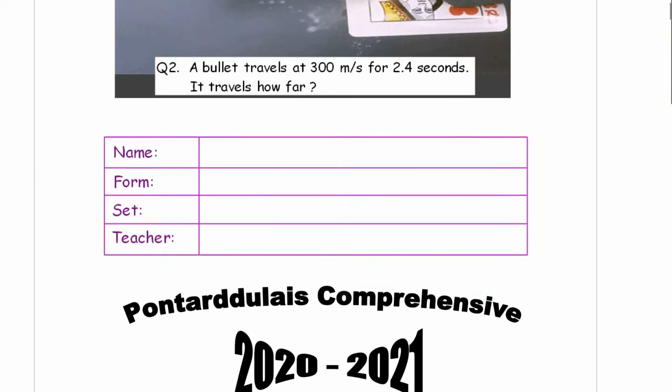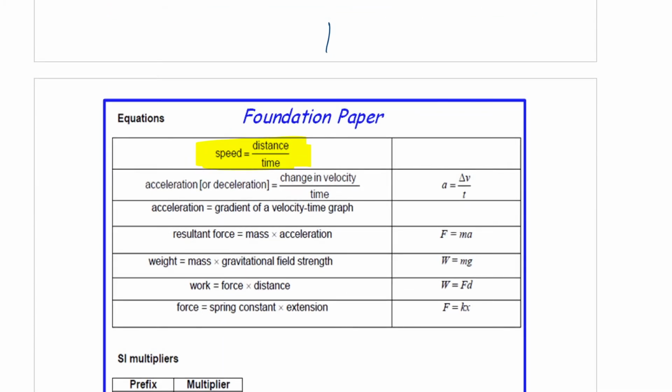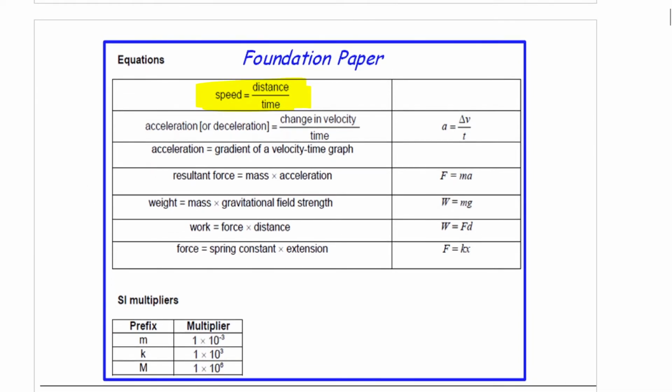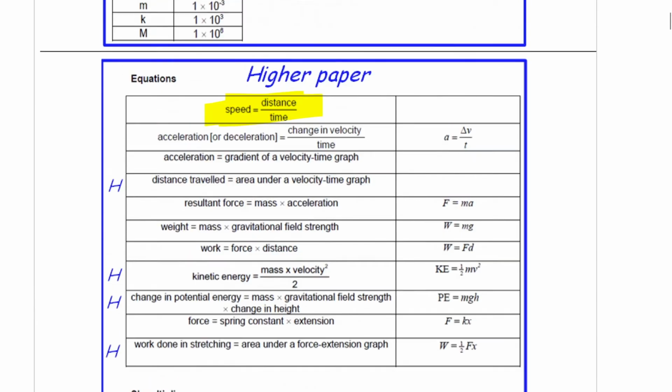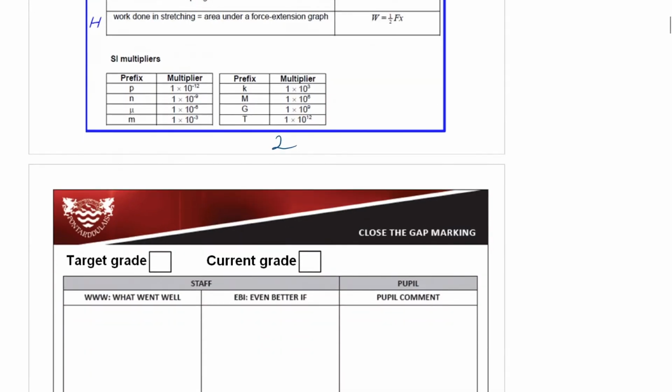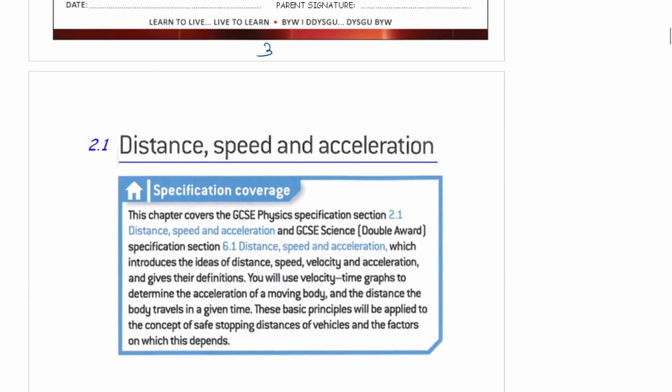We number the booklet, page 1, front cover. The equation you'll be using for this lesson, shown at the top there, highlighted, is speed is distance over time, foundation tier. Same for higher tier underneath. Remember, those are the equations you'll be given with your exam paper next June.